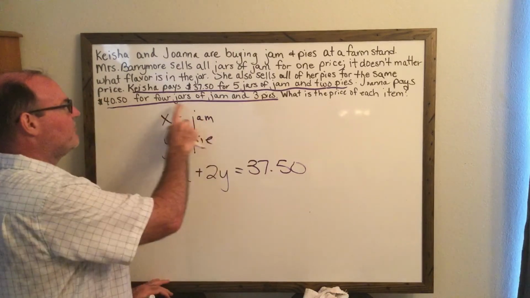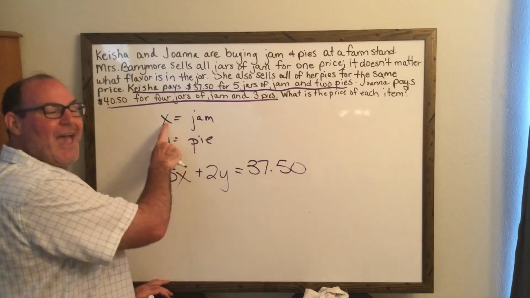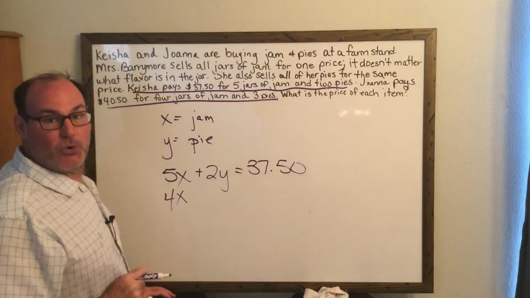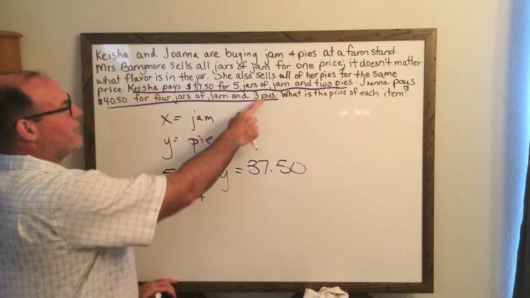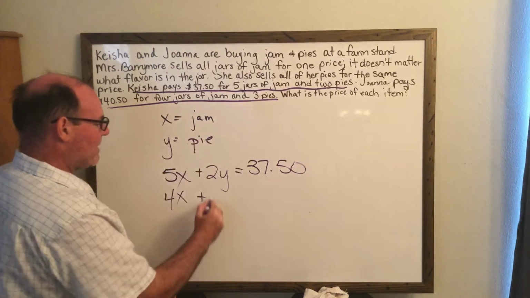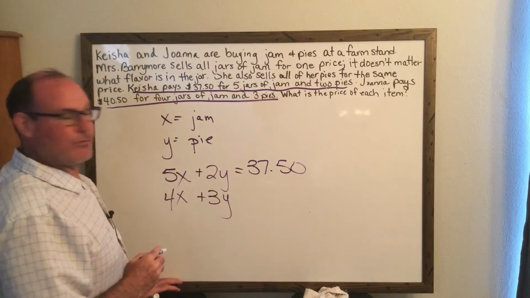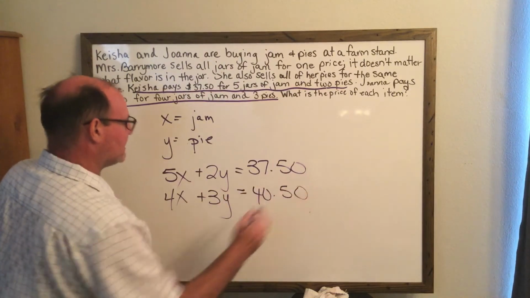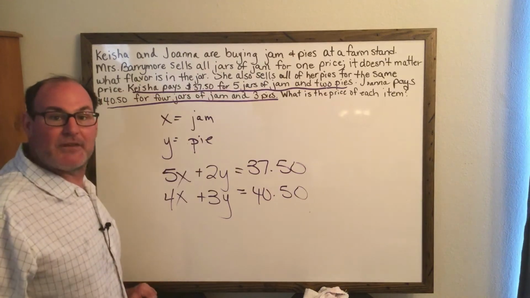Next, Joanne pays $40.50 for 4 jars of jam and 3 pies. If x is the cost of 1 jar, then 4x is the cost of 4 jars, plus 3 pies. If y is the cost of 1 pie, then 3y is the cost of 3 pies, and that equals $40.50. So there's my system of equations.